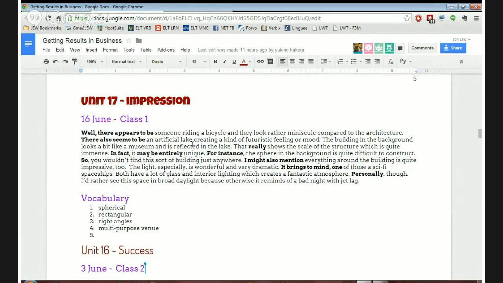So this is the one we did yesterday. Well, there appears to be someone riding a bicycle, and they look rather minuscule compared to the architecture. So remember that picture I just flashed on screen. There also seems to be an artificial lake creating a kind of futuristic feeling or mood. The building in the background looks a bit like a museum and is reflected in the lake. That really shows the scale of the structure, which is quite immense. In fact, it may be entirely unique.